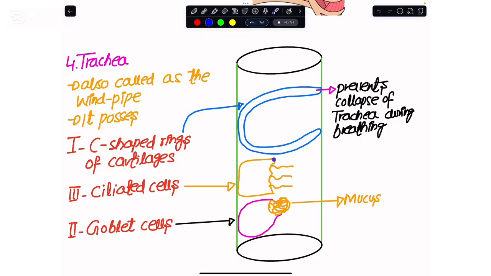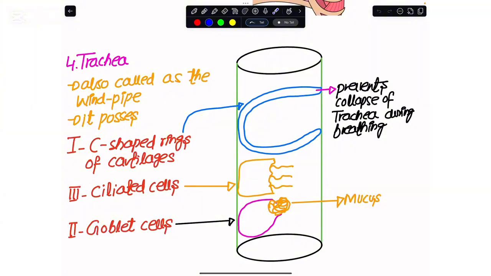Then within the trachea, we have specialized cells that have hair-like structures protruding out of them. They are the cilia, so this overall is a ciliated cell. And at the same time, we have another cell present within the trachea that renders the duty of producing a sticky substance, and that is what we call the mucus.